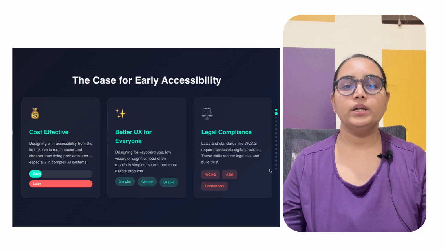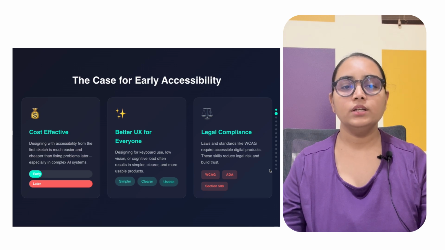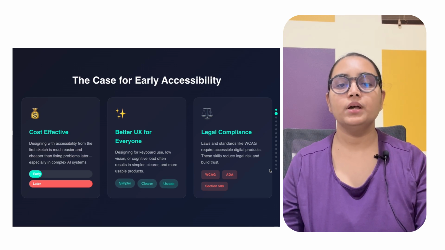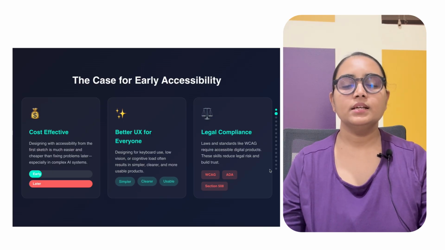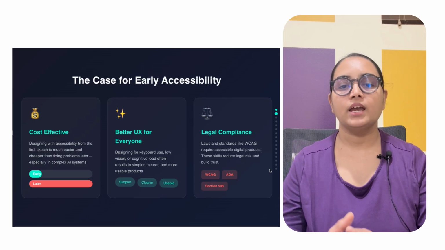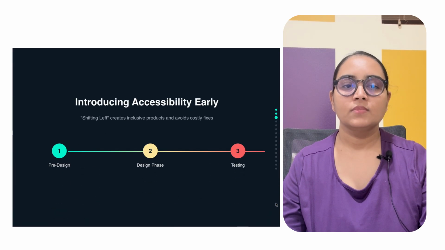Accessibility leads to better UX for everyone. Designing for keyboard use, low vision, or cognitive load often results in simpler, clearer, and more usable products. Many laws and standards like WCAG now require digital products to be accessible. These skills help reduce legal risk and build user trust and brand credibility.